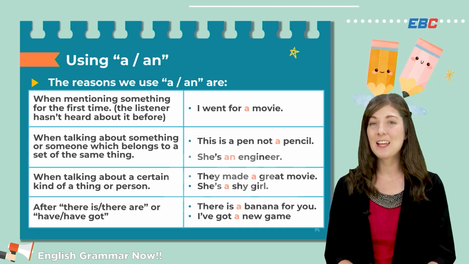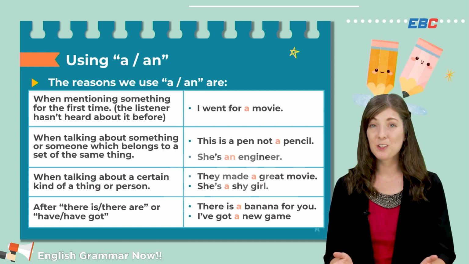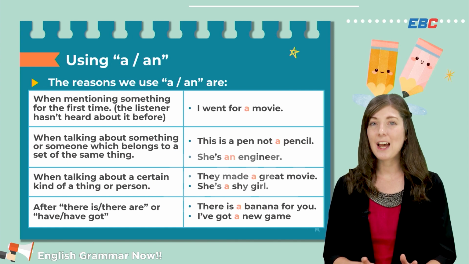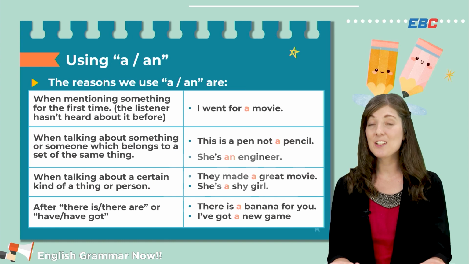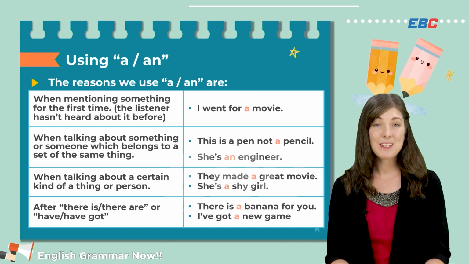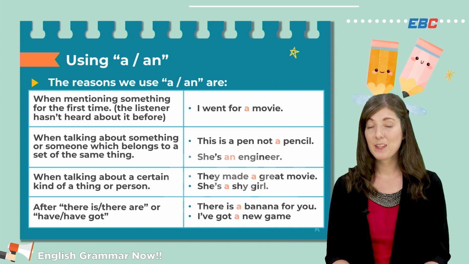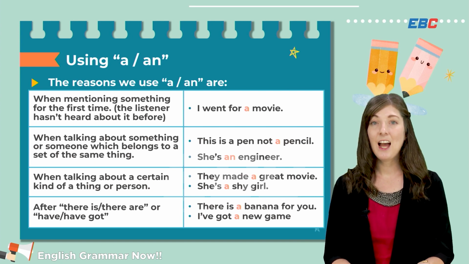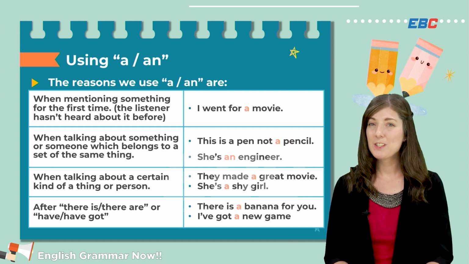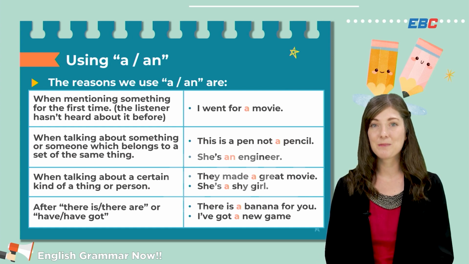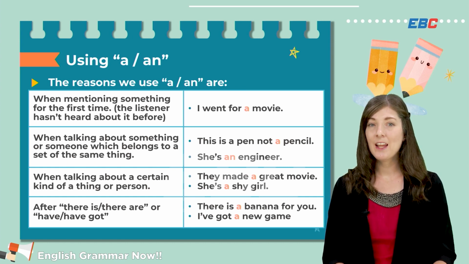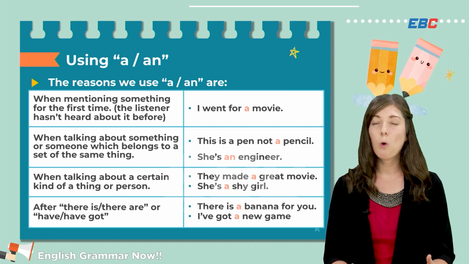Here's what some examples of a not particular noun might look like. In the first category, we use a or an if we're mentioning something that the listener has not heard about before. Maybe it's something you've never talked about. So if there's a sentence like, I went for a movie, we assume that the person listening doesn't know what movie you're talking about.